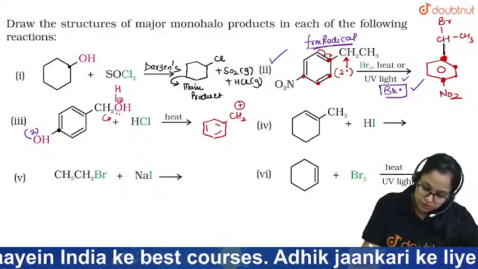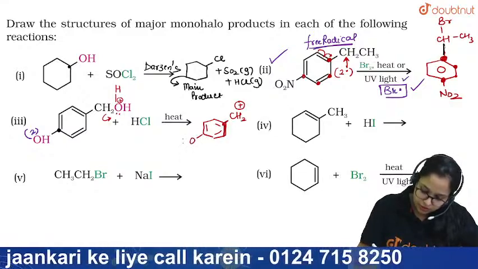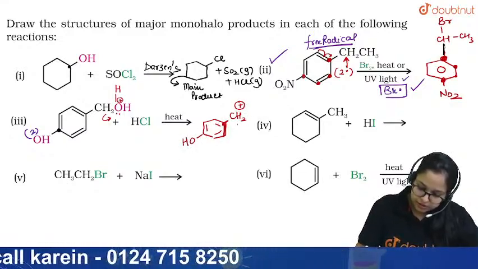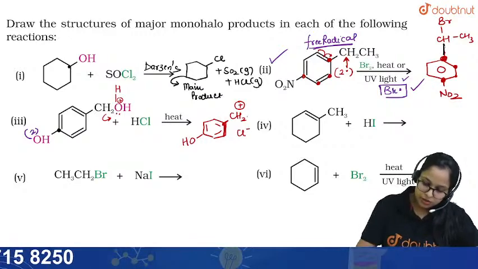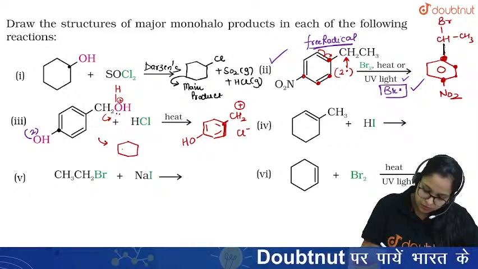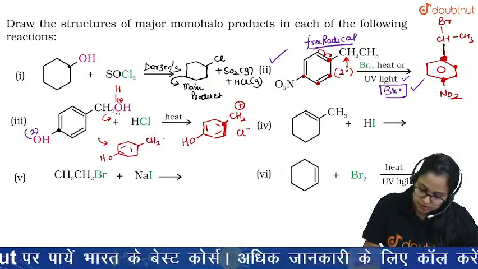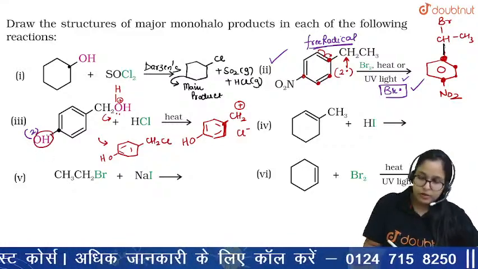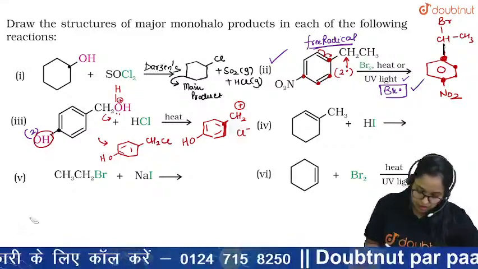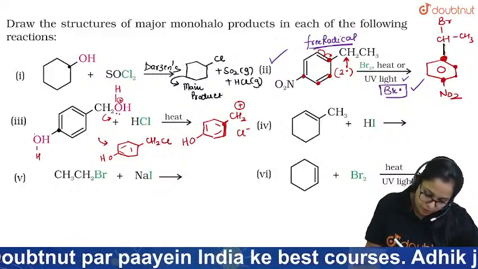CH2 positive is formed, and we have this. Now Cl minus reacts with it, and finally the product of the third part becomes this. It is CH2Cl. Why didn't this OH react? Because if you protonate this OH, OH2 positive is formed.